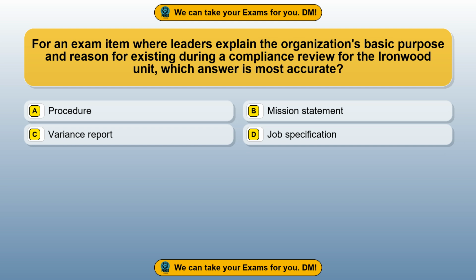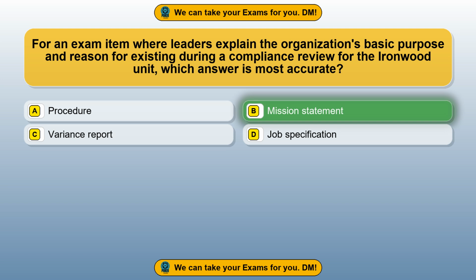Question 4. For an exam item where leaders explain the organization's basic purpose and reason for existing during a compliance review for the Ironwood unit, which answer is most accurate? Option A. Procedure. Option B. Mission statement. Option C. Variance report. Option D. Job specification. The correct answer is option B.